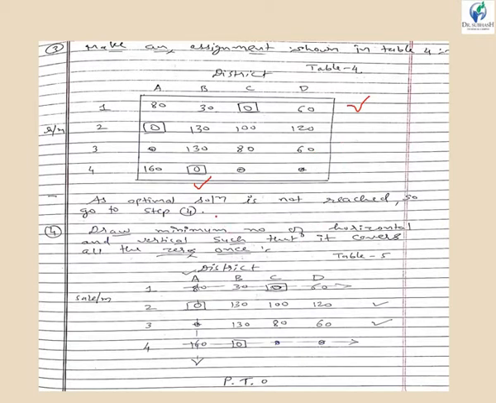So as per the rules, each row and each column must have an assignment to obtain the optimal solution. But here this third row has no assignment, and the fourth column also has no assignment, so we have not reached the optimal solution. So moving towards the fourth step, draw the minimum number of horizontal and vertical lines such that they cover the zeros. In this table 5, we have drawn the horizontal and vertical lines.